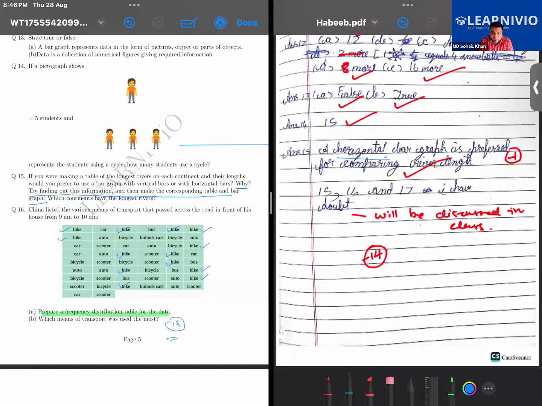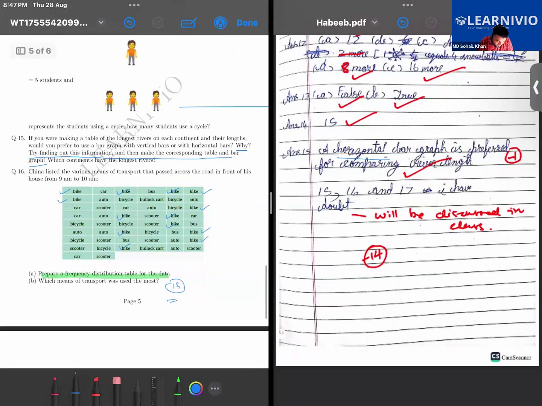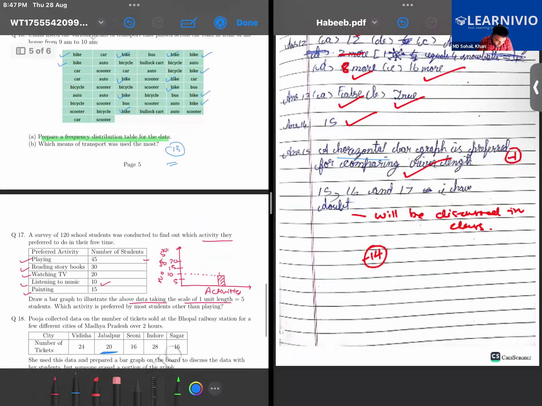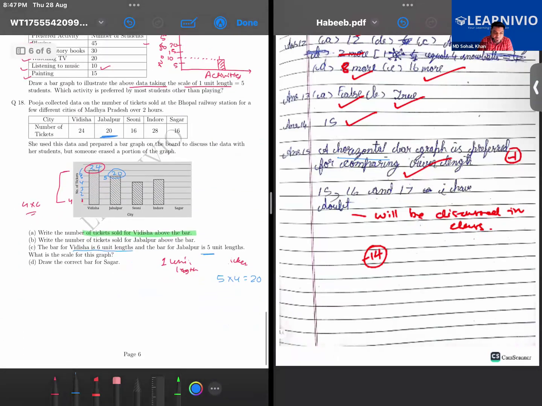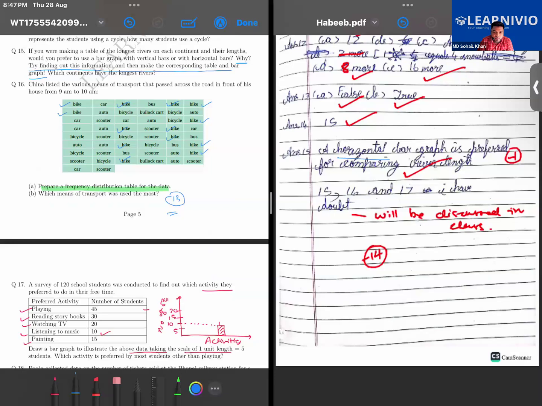Then you have not attempted so many questions like question number 16, 17, and 18. May I know why? Was it because of less time or you did not understand it? Did you have doubt in it?